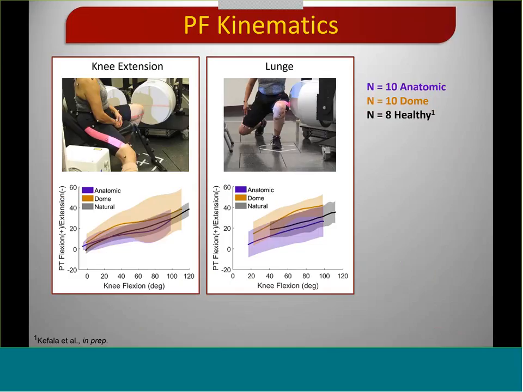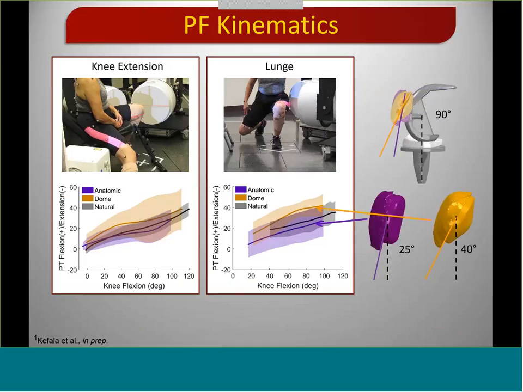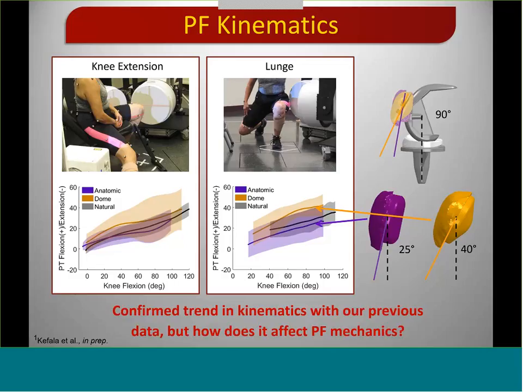It's important to note that load-bearing activities such as lunge highlighted differences in the kinematics between the two designs. Also, anatomic subjects demonstrated trends in patellar flexion closer to that of natural subjects. Dome subjects demonstrated significantly larger patellar flexion than anatomic subjects, with an average difference of 11 degrees from 40 to 100 degrees of knee flexion, and up to 15 degrees difference at 90 degrees knee flexion. These differences in patellar flexion between anatomic and dome subjects were consistent with our previous cadaveric work, but I'm interested in evaluating how these differences impact the patellofemoral mechanics.